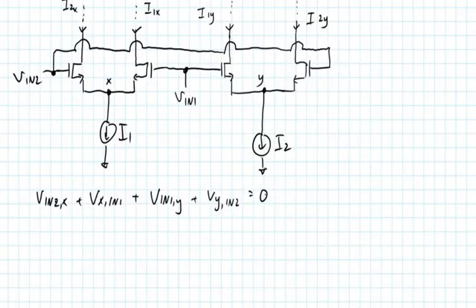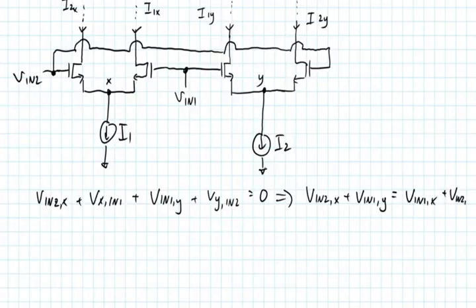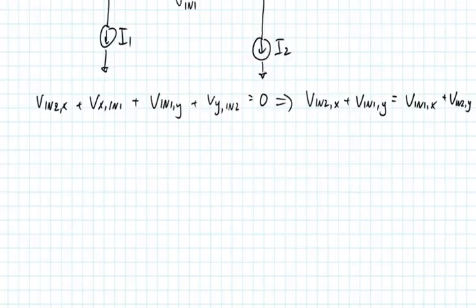Okay, so what this is basically saying is Vin2 to node X plus Vx to node Vin1 plus Vin1 to node Y plus Vy to node Vin2 complete a Kirchhoff voltage loop. Okay, so we can go ahead and rewrite this expression. That's Vin2,x plus Vin1,y is equal to Vin1,x plus Vin2,y. Okay, so I've just kind of rearranged the negatives here to make this a little bit better.